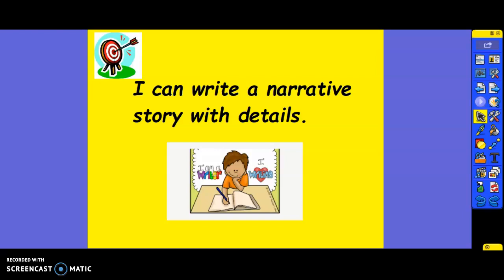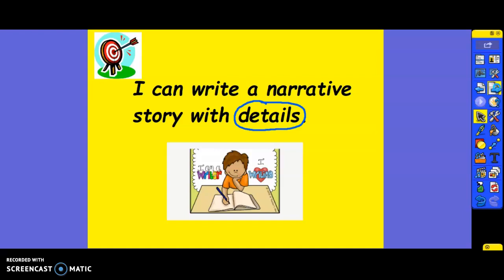So today, our target is I can write a narrative story with details. That's right. You're going to be writing your own story, telling your story to your readers. Your story today is going to have lots of details. That's a very important word. The details in your story really help your reader understand, visualize, and see your story. You want them to visualize and be able to see all the things that take place in your story.